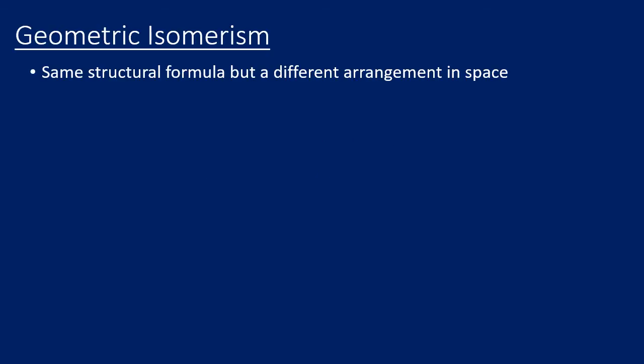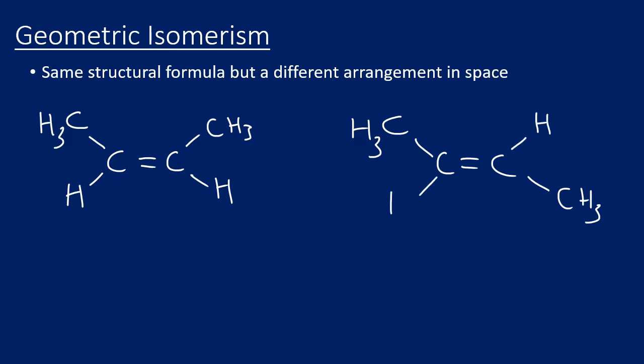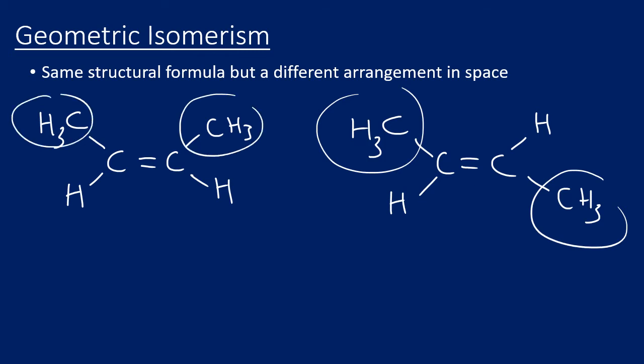Now, geometric isomerism is when we have the same structural formula but a different arrangement in space. And the simplest example I can give is something like this. That's a CH3 group and a H. So this is but-2-ene. It's butene with a double bond between the second and third carbon. And on the right hand side, I'm also going to draw but-2-ene. However, you can see that those two methyl groups are on opposite sides. We have the CH3 at the top and then the CH3 at the bottom on the right hand side, and on the left hand side we have the CH3 at the top, both of them at the top.